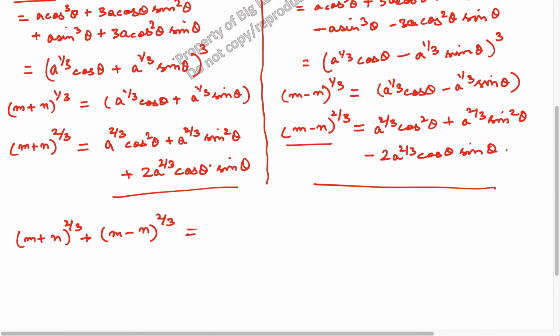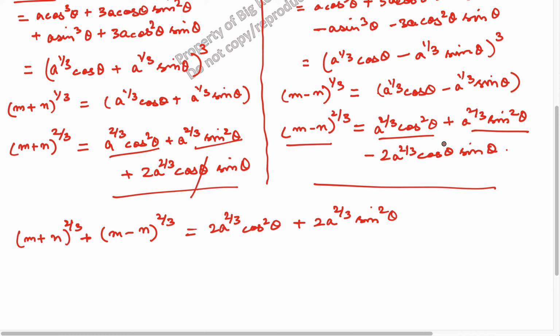If you add these two parts, what will happen is this a to the power 2 by 3 cos square theta and this a to the power 2 by 3 cos square theta get added. It becomes 2a to the power 2 by 3 cos square theta. Similarly, this value and this value get added, so it becomes 2a to the power 2 by 3 sine square theta, and you see this 2a to the power 2 by 3 cos theta sine theta gets cancelled with this 2a to the power 2 by 3 cos theta sine theta, so I can just leave it at that.